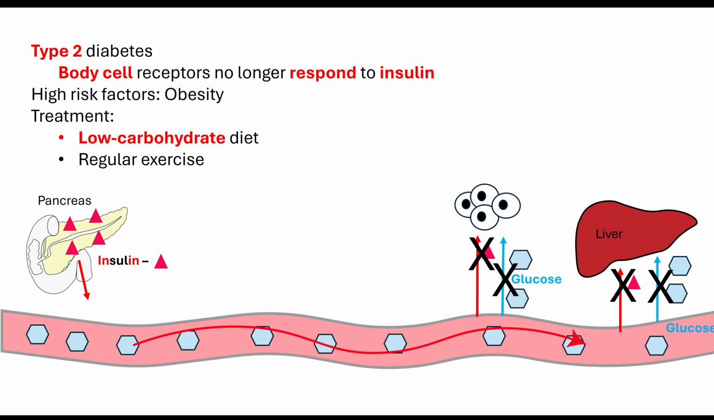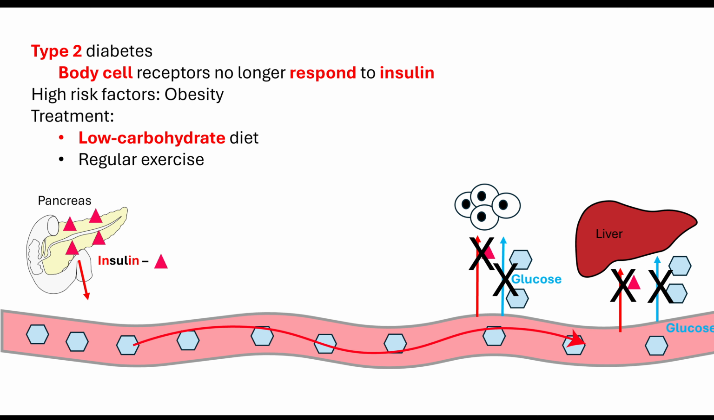The other form of treatment is regular exercise, because when we exercise, we increase our aerobic respiration rate, and therefore we increase the demand for glucose. The glucose is used, so it's no longer remaining in the bloodstream. So that's what happens when it comes to high blood sugar levels and ways to treat that.